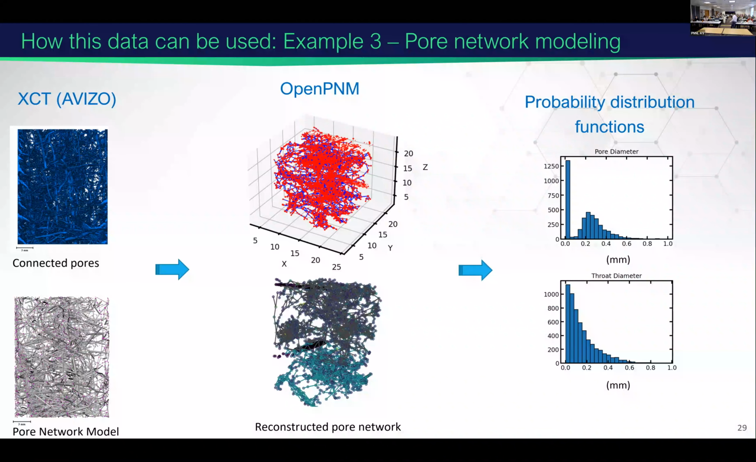Thank you, Maruti. I just wanted to highlight another third example of using CT data. I mentioned this work using OpenPNM. Avizo can do this, but OpenPNM is free. So by taking the CT segmented porosity into this Python-based software, OpenPNM, you can reconstruct the pore network, visualize it, plot it by different color by pore size, and then extract probability distribution functions for pore sizes, pore diameter, or pore throat diameter.